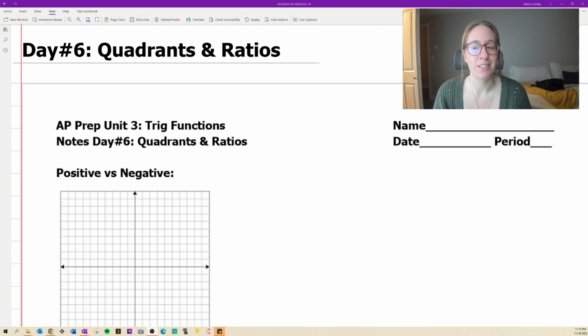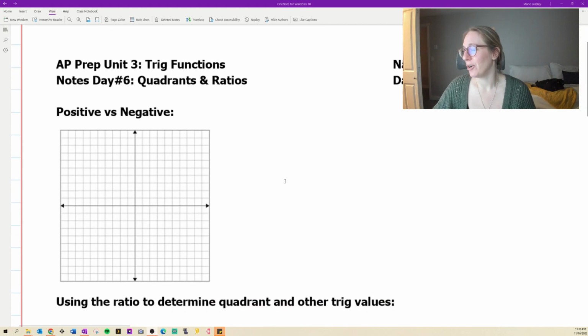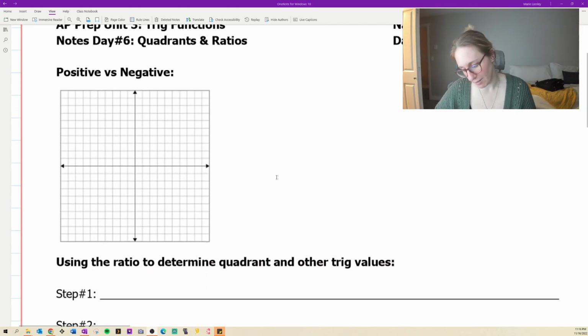All right, so you should again have your guided notes in front of you. We are on notes day number 6, quadrants and ratios. So the first thing we're going to take a look at is just positives and negatives, not of the class, just of angles. So positive versus negative. We're going to kind of take it back to the basics here.